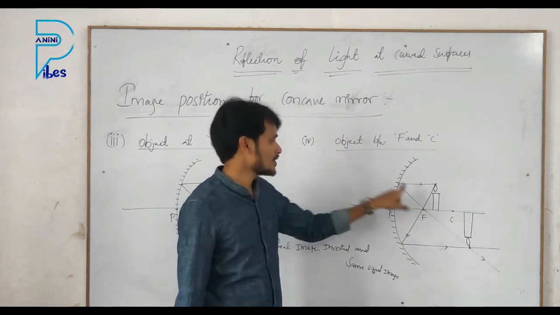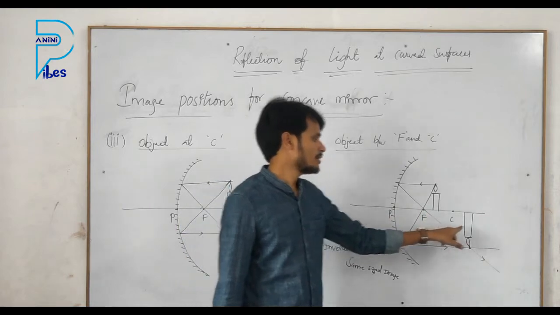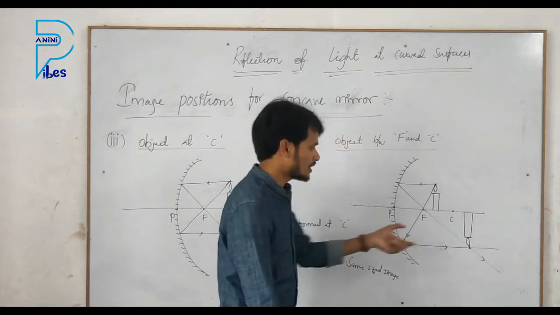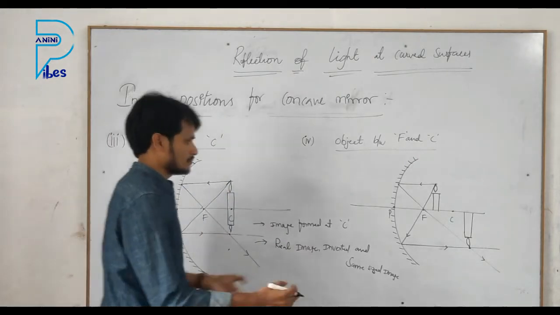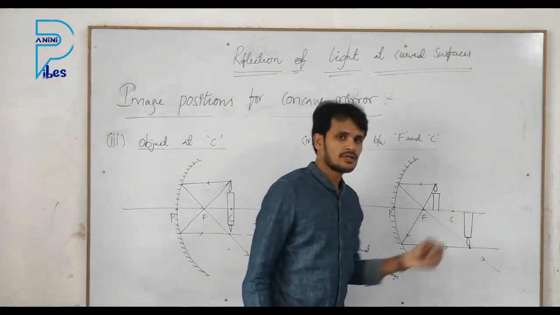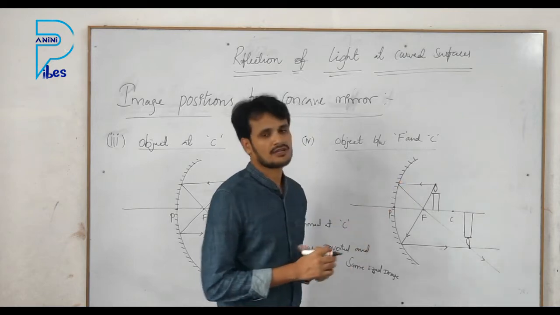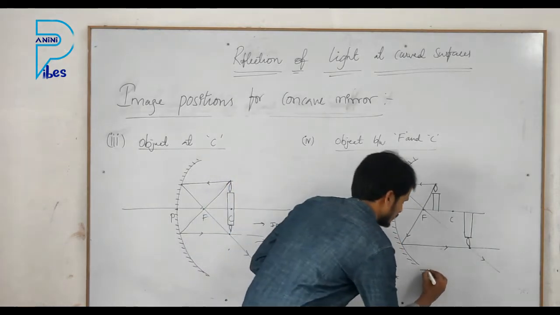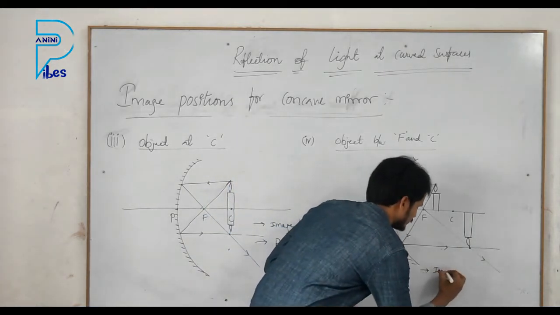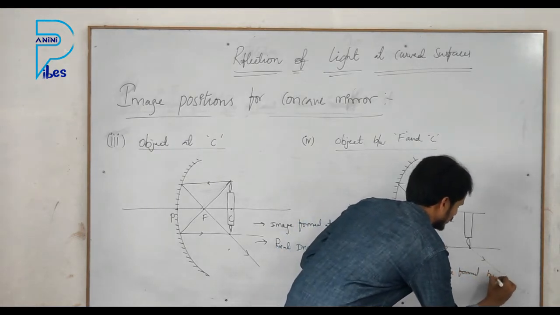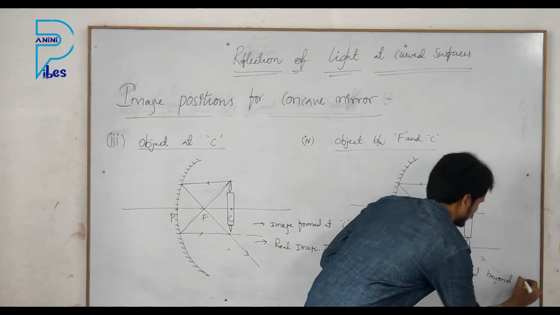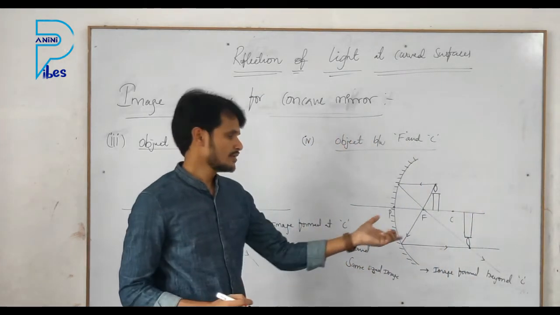In this fourth case, we have placed the object between F and C, and the image is formed beyond C. It is looking bigger. So here the image size is bigger than the object size. So let's write where the image is formed. Image formed beyond C. After C, the image is formed.